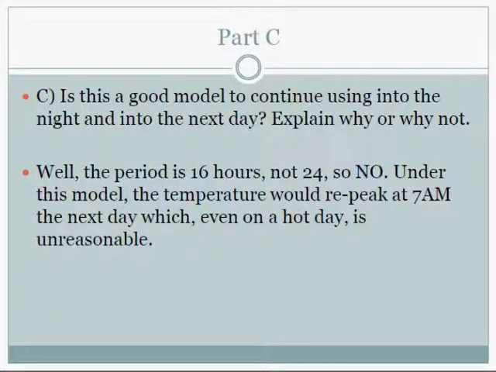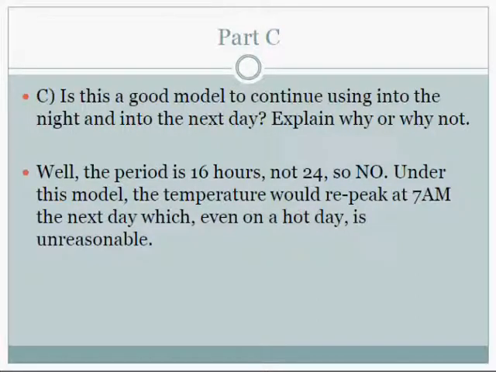And wrapping up our discussion, we had part C. We were asking, is this model a good one to continue using into the night and throughout the next day? So again, I asked students to explain why or why not, and admittedly, there were a couple of answers that I was pretty lenient on. The one in particular that I was hoping people would write was, after they realized the period of this function, which is supposed to model your daily weather, is only 16 hours long. A day is 24 hours, so it's not going to be a good model because the function is going to start repeating itself earlier than the actual day will.